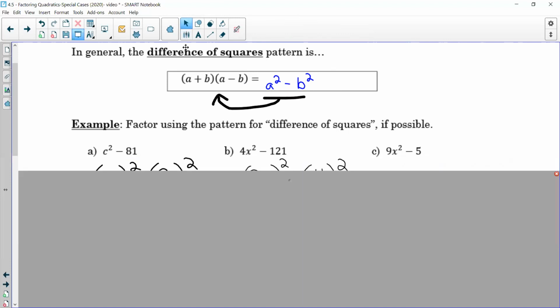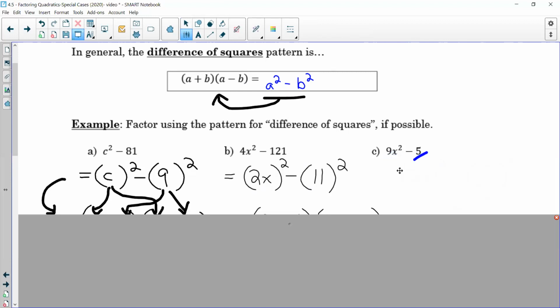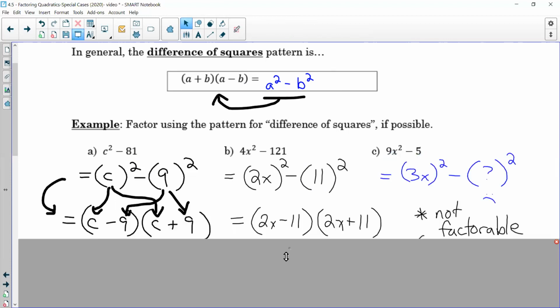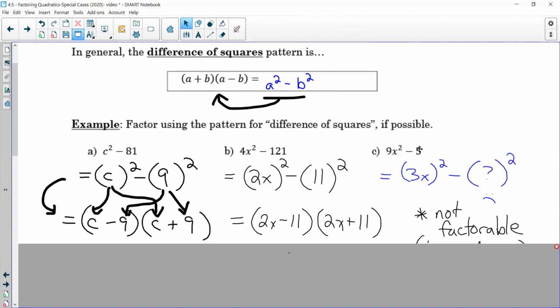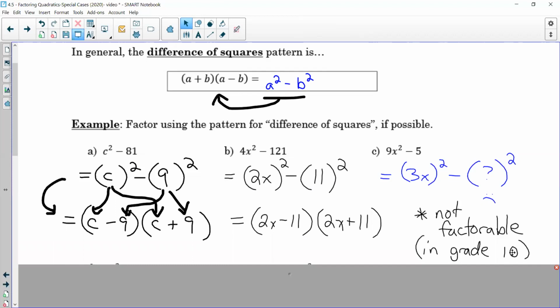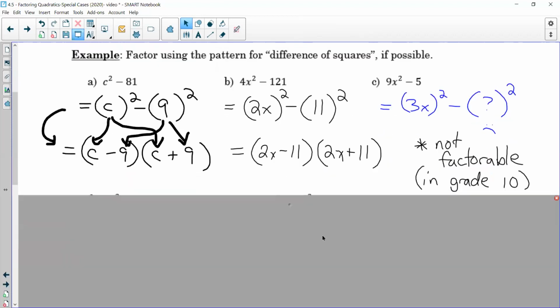So let's take a look here. 9 is a perfect square, and so is x squared, so that could probably be 3x all squared. 5 is not a perfect square. So that's interesting. If 5 is not a perfect square, what happens here? Well, much like that previous question, it's not factorable. It's not a trinomial, you can't use any of those techniques. It doesn't fit the difference of squares pattern, so you can't factor it. And that happens from time to time. It can be done later on, just not in the grade 10 course.